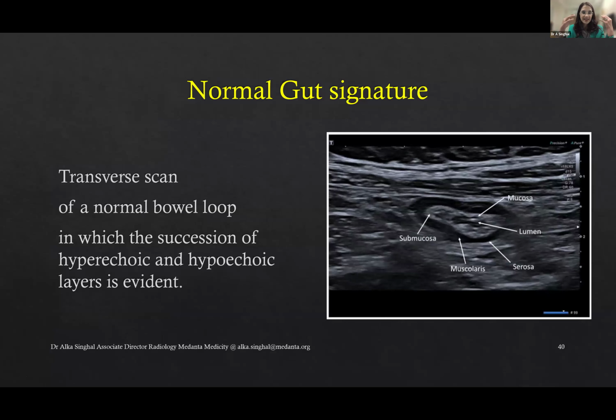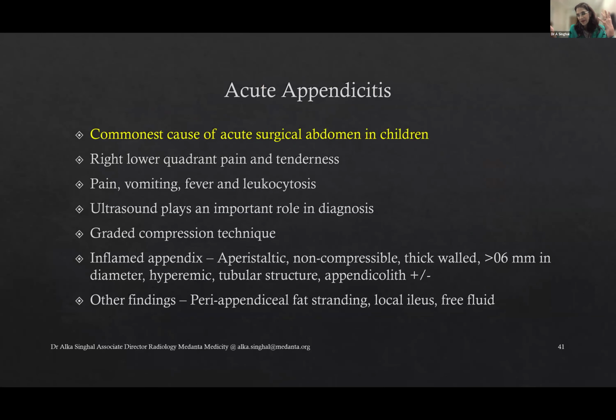So with this understanding of the normal, let's look at the abnormal, the acute appendicitis. Commonest cause of acute surgical abdomen in children. Presents with right lower abdominal pain, or often these days periumbilical pain, vomiting, fever, leukocytosis. Ultrasound is important in diagnosis, seeing the complications, follow-up of complications, and post-treatment follow-up. So it's very, very important to have a great grip of understanding of appendicitis, right?